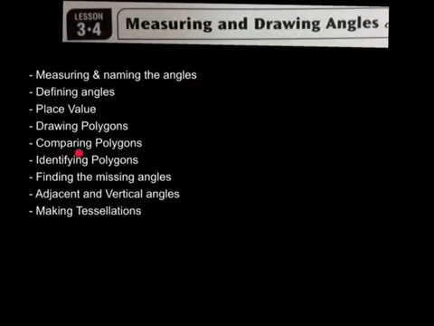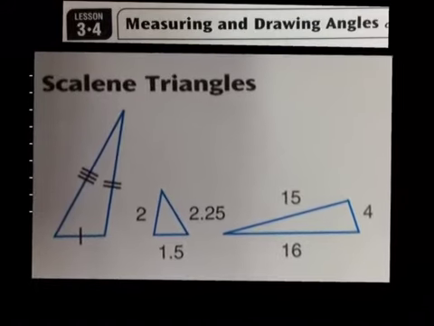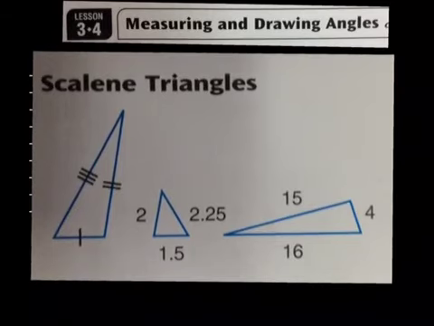Now we're going to look at comparing polygons. Take a look at these three scalene triangles. Please tell me how these three triangles are similar. If you pause the video, you can go ahead and write how you think they're similar. And that's your first point. And then, how are all three different? So compare and contrast all three scalene triangles. Go ahead and pause, and you can write your answer right there or in your notebook.